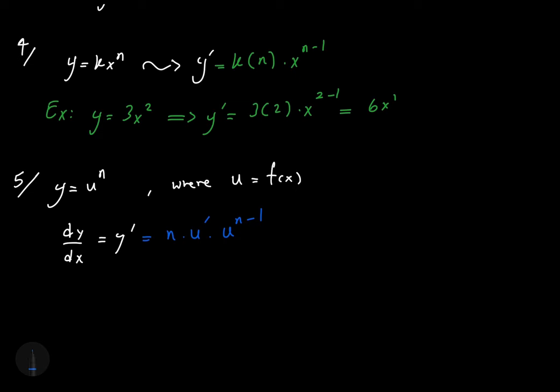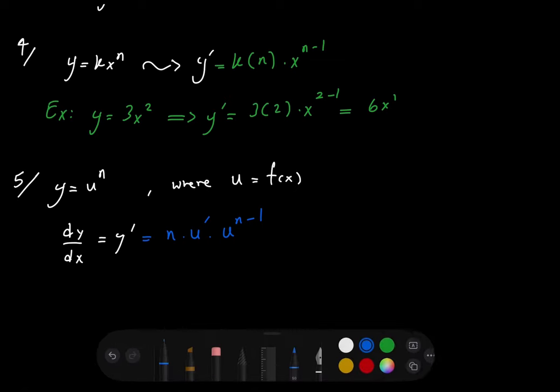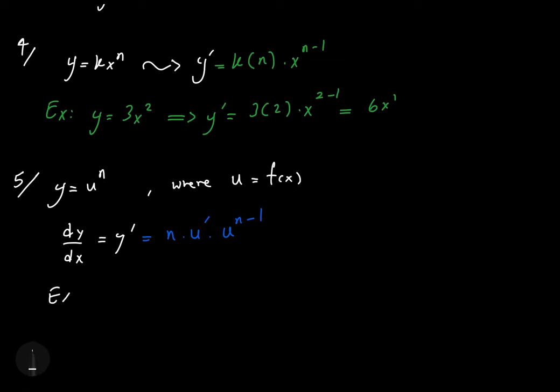So that basically means you're going to have to take a derivative of the function you're given first, and then multiply it by the power of that function, and then write the same function and subtract 1 from the power. For example, let's say you're given y is equal to (x squared plus 6x) raised to the power of 10.